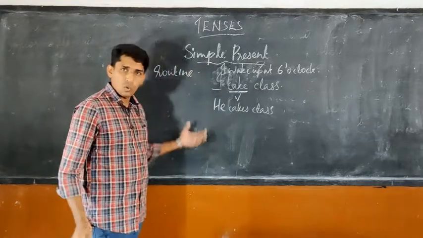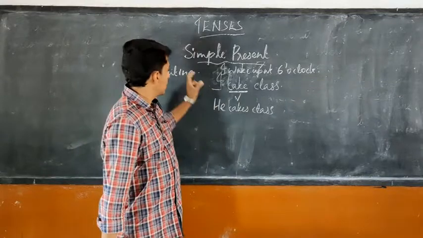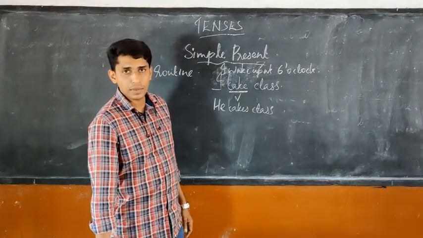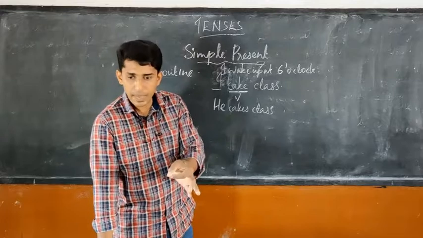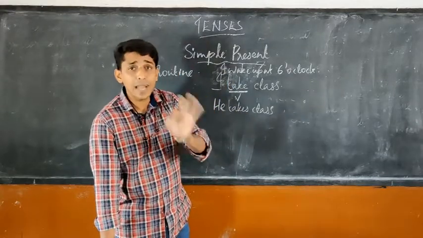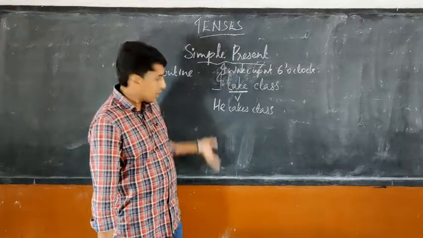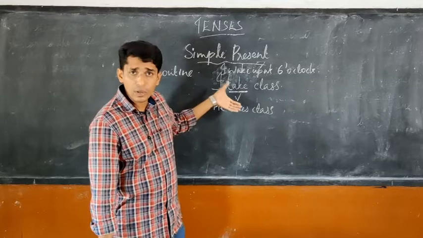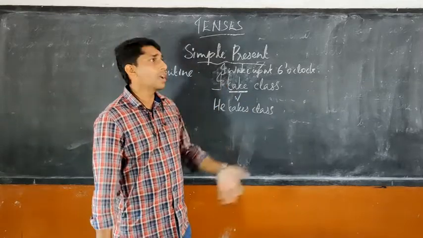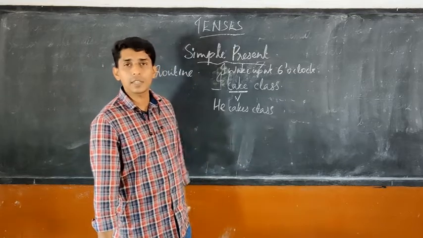All the routine activities can be described by using simple present. I already told you a simple activity happening now, or any single activity happening now, is described with simple present. And also we can speak about our routines. For example, I go to church on Sundays.